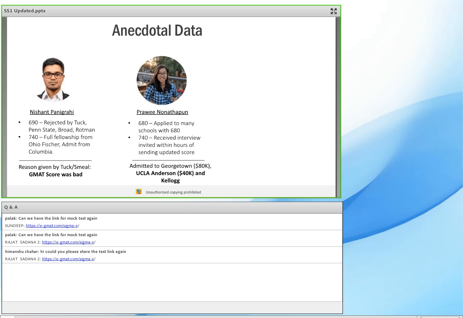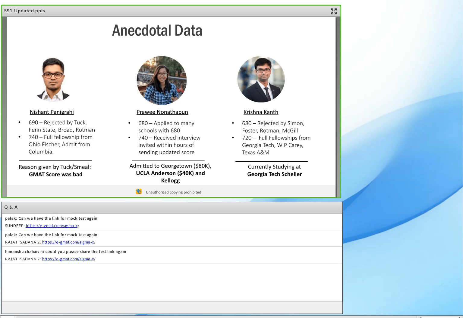Okay. Pravi, 680, applied to many schools. Did not receive a single interview invite. Just 7 hours before all the interview deadlines, she updated her score. She didn't even apply again. She updated her score to a 740. Received 5 interview invites within hours. So this is 7 hours before the deadline, by the way. Again, you can see the scholarships, and she just graduated from Kellogg.